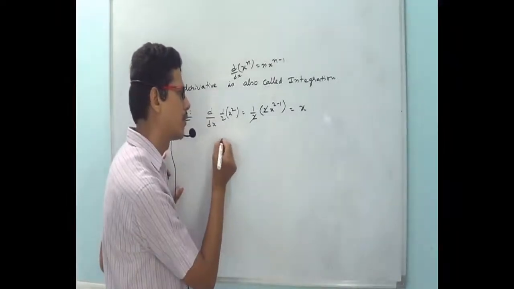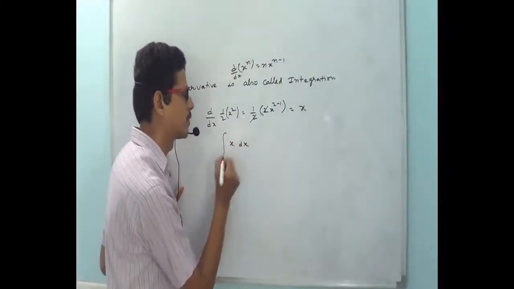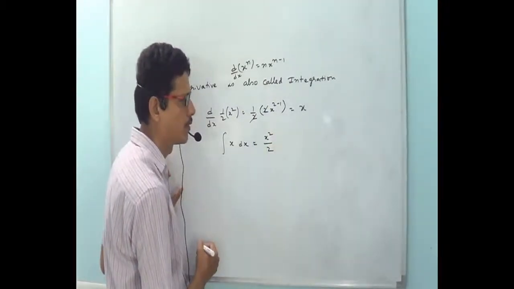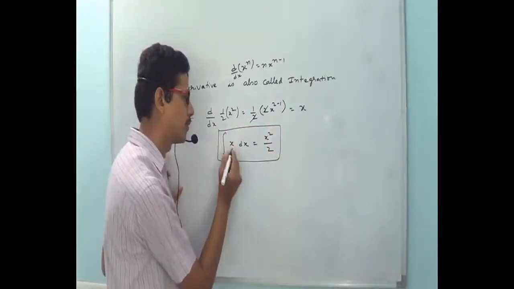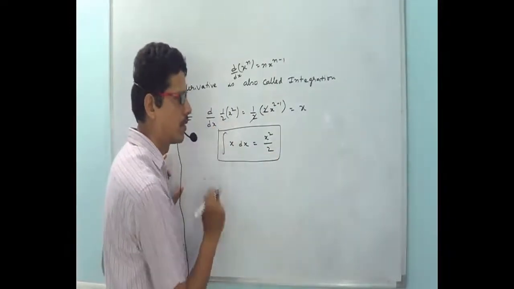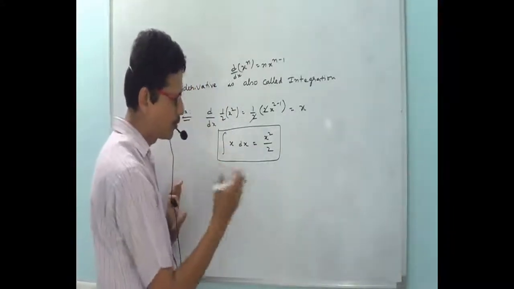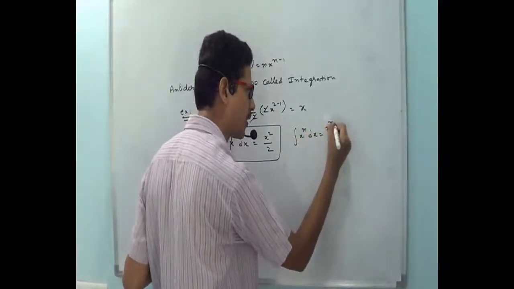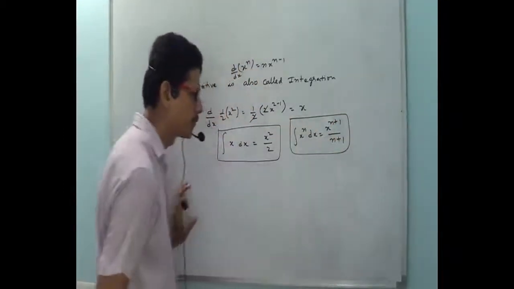So, if I go for this, what is integral x dx? I will get this as x square by 2. So the reverse process of differentiation is nothing but integration. If you integrate x with respect to dx, you will get this. And in general, the formula of integral x power n dx is x power n plus 1 by n plus 1. This is the general formula.